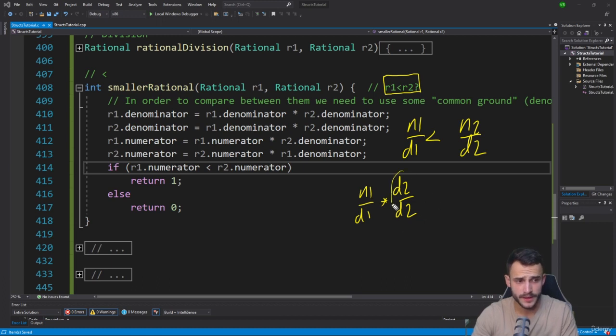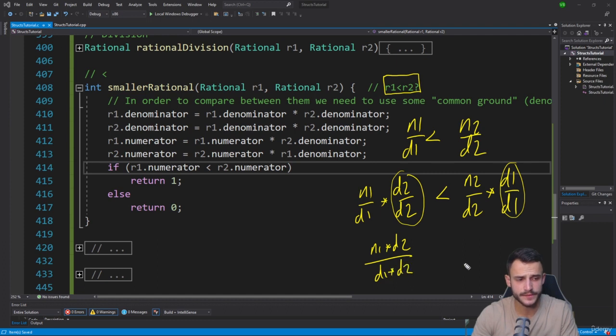We can do it, right? Because the value of it is 1, and multiplying any value by 1 will not change the value itself, right? And on the other side we do pretty much the same, just we multiply by d1 divided by d1. Also that's just 1. We can do it. So n1 multiplied by d2 divided by d1 multiplied by d2. And then we take a look here and we see n2 multiplied by d1 divided by d1 multiplied by d2. That means that here we have a common denominator.